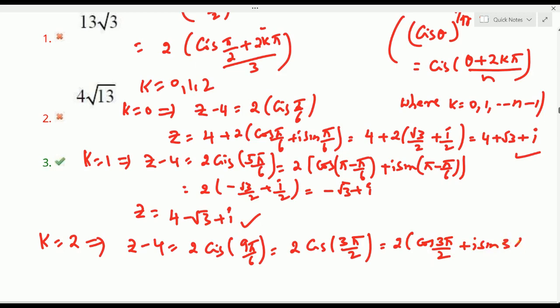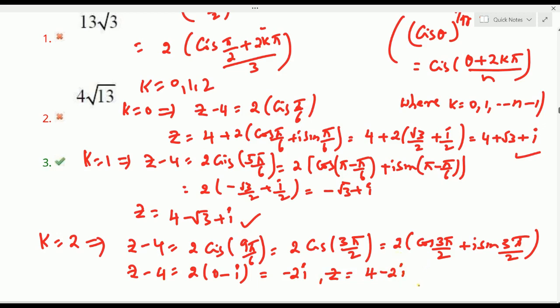For this, you need to know the trigonometry values. Cos 3 pi by 2 is 0, sin 3 pi by 2 is minus 1. So z minus 4 becomes 2 times 0 minus i, that is minus i. Multiplying by 2 gives minus 2i. z minus 4 is what we want, so z equals 4 minus 2i. Yes, 3 results we got.